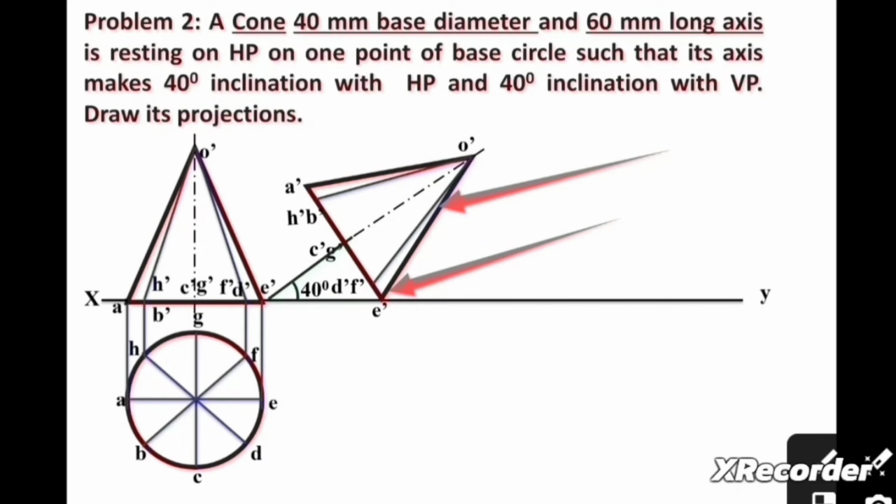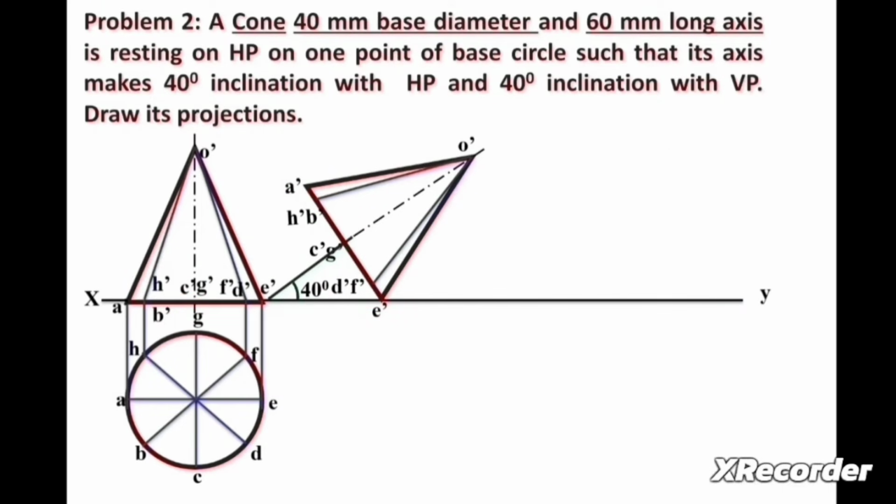Now to prepare this part of the solution, we can mark point E dash anywhere on the XY line. Then we can draw a line at an angle of 50 degrees with the XY line. Now we take radius equal to E dash A dash, and considering E dash as center point, we draw one arc on this line. So here we will get the A dash point. Now we can draw one line from the midpoint of the E dash A dash line.